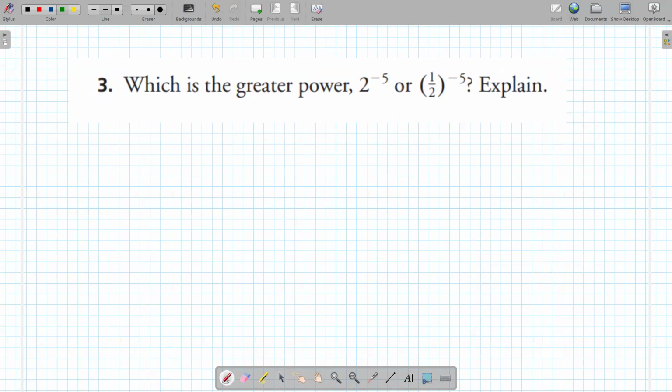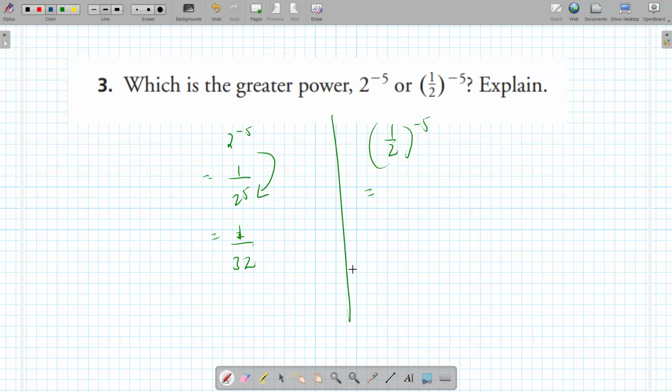It says, which is the greater power? 2 to the -5 or 1/2 to the -5? What do you think? I think if you were to convert it into positive exponents, you'll see the answer. For this one, it goes in the denominator. 2 to the power 5 is 32. How do we make this exponent positive? You flip it, so it becomes 2 over 1, which is redundant, so it's just 2 to the power 5, which is 32. So which one is bigger, left or right? Right.